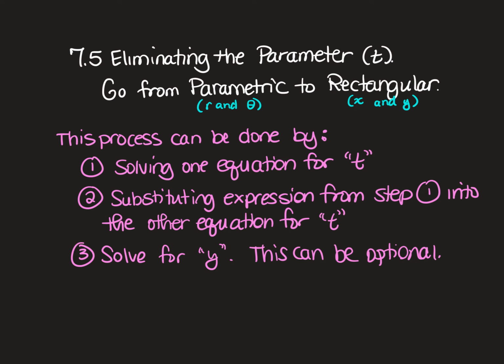A process we can follow to do this would be to solve one of our equations for t. I usually try to choose the one that's easier to solve for t, then take that expression and substitute it into the other equation for t. And then finally, if you want, solve for y. As long as your equation has just x and y in it, the solving for y piece is not always required. So let's try an example of this.